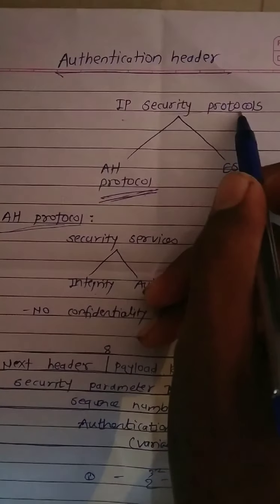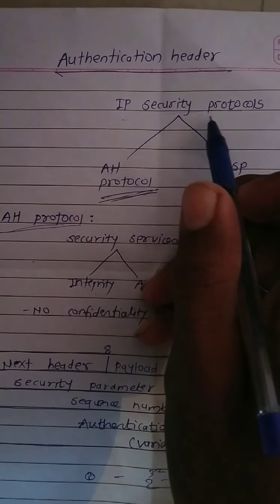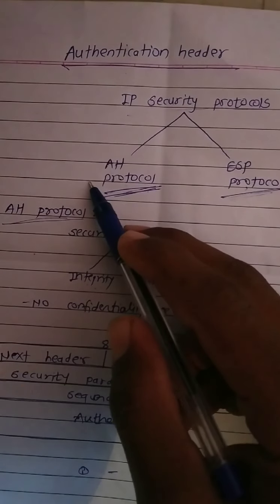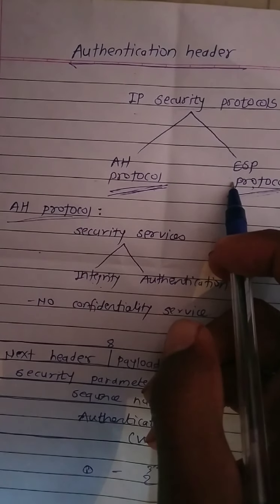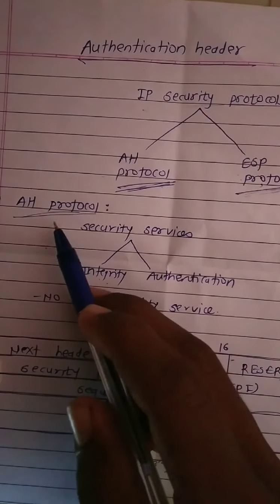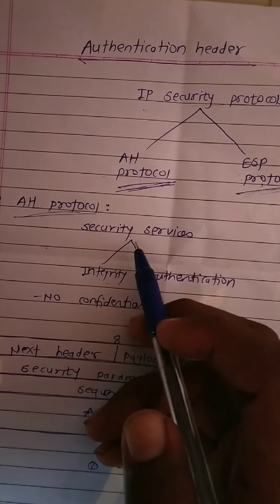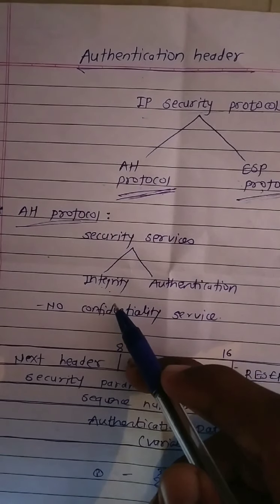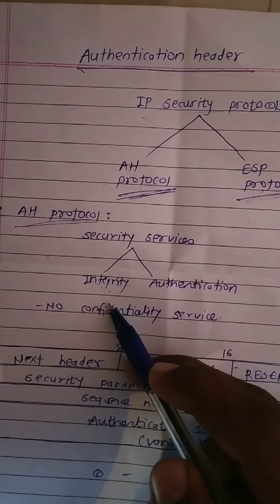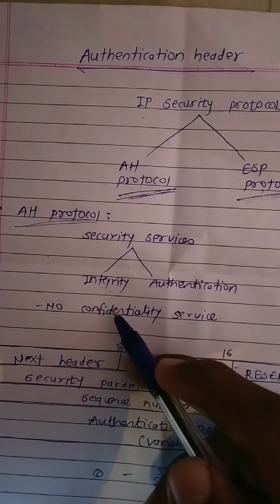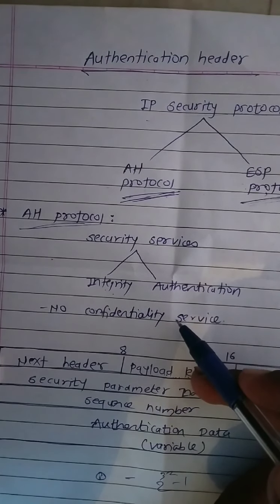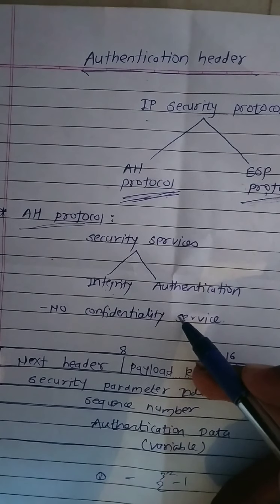So we know that there are two IP security protocols, that is AH protocol and ESP protocol. AH protocol stands for authentication header protocol and ESP stands for encapsulating security protocol. In AH protocol there are two security services involved, that is integrity and authentication. So what is integrity? No undesired modification in the data while it is going from sender to receiver. And what is authentication? Authentication is that the source of the data is the authenticated user.